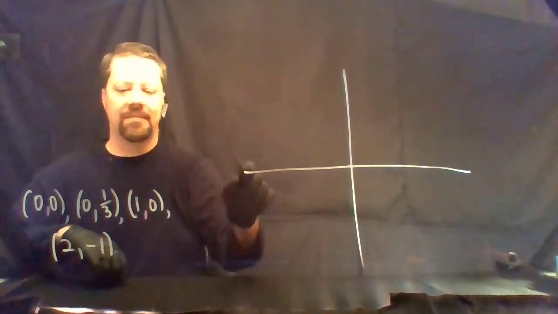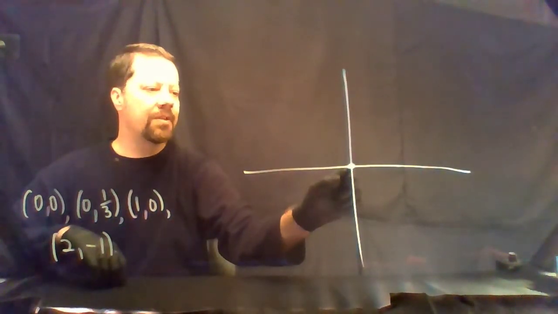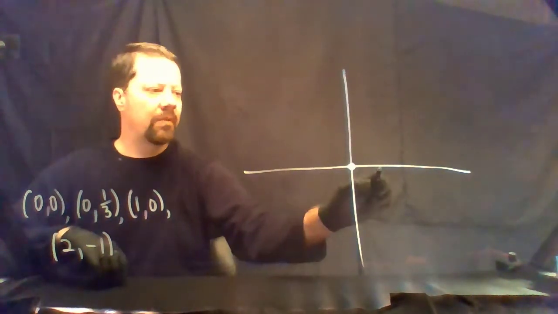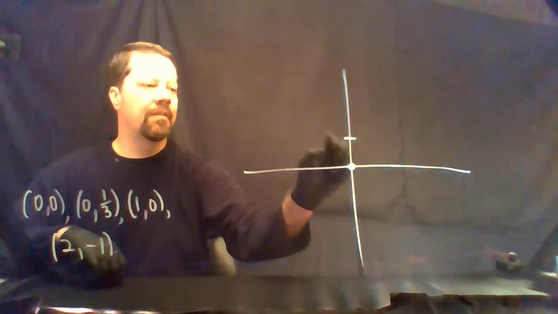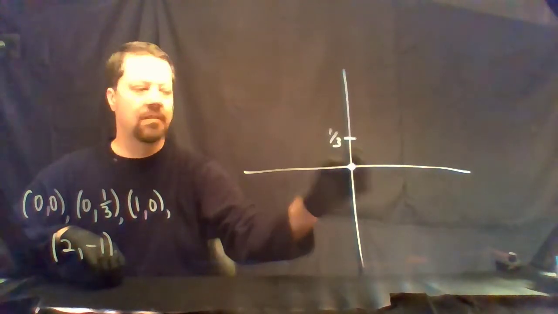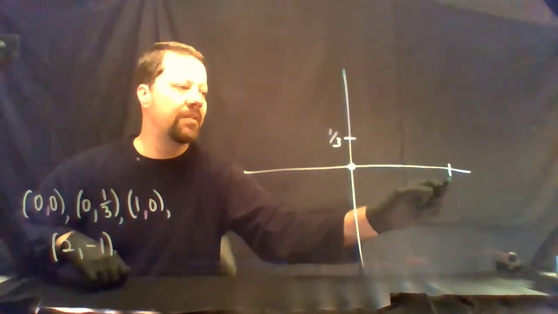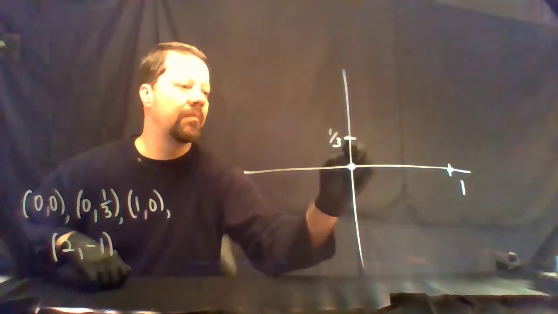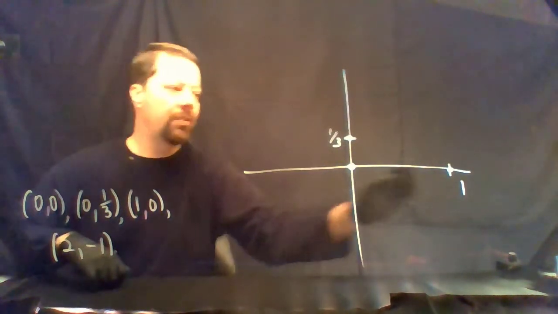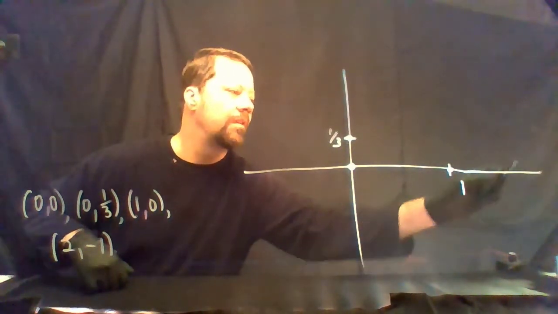Plotting these points, we have the origin, we have 0, 1/3, we have 1, 0, and 2, negative 1.